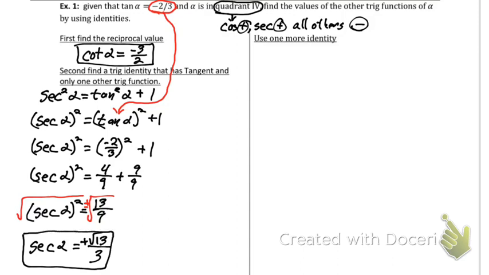Once I get secant, we're going to go ahead and get cosine. Since my secant equals that, my cosine alpha is going to equal the reciprocal, which is going to be a positive 3 over square root of 13. I need to multiply the top and bottom by square root of 13. And so my cosine alpha is actually going to equal a positive 3 square root of 13 over 13.